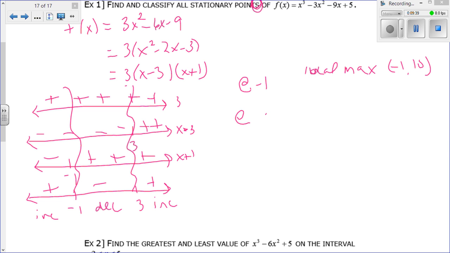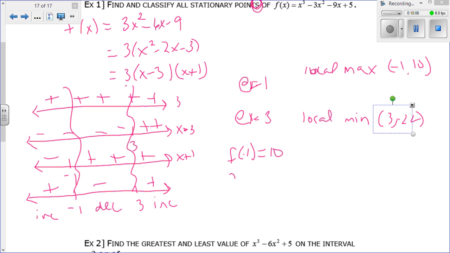And at x equals negative 1 and x equals 3, I have a local min because I'm going from negative to positive, so it's decreasing then increasing. And that would be 3, negative 22. I found f of -1 by substituting in the original function. F of 3 is -22.